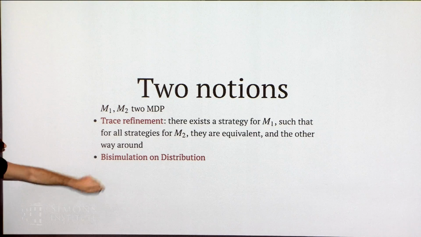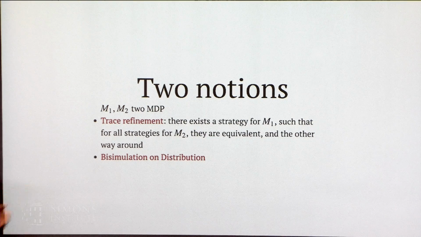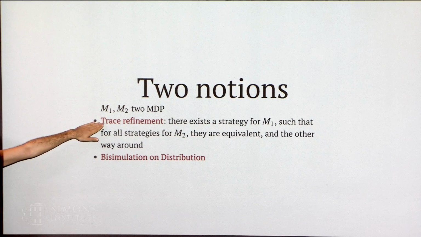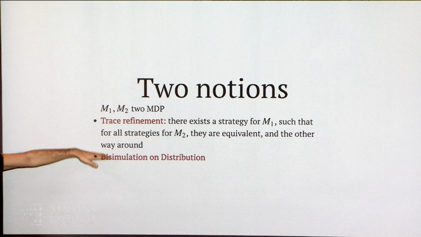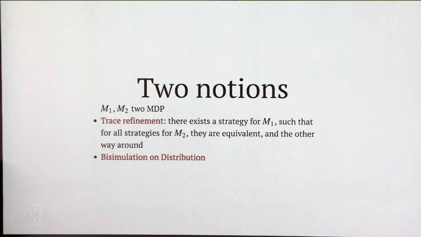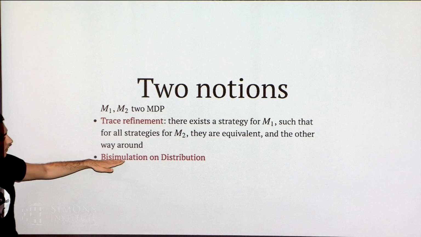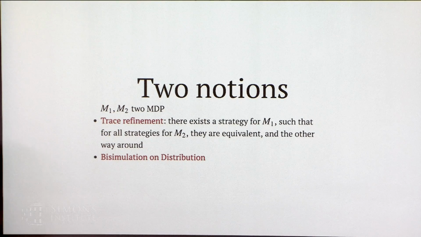And then there was this bisimulation on distributions. The first results that we had last year said that trace refinement is undecidable, and bisimulation on distributions is decidable. And for the interesting case, at least for one case, this gives you some decidability for trace refinement.